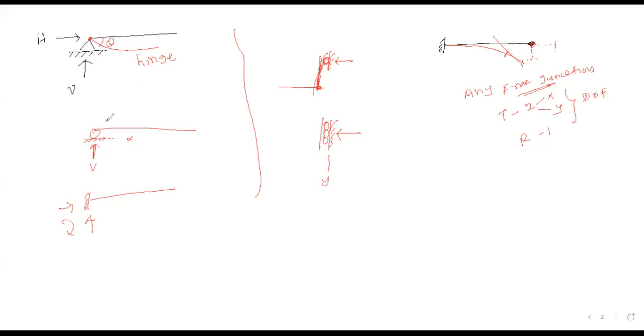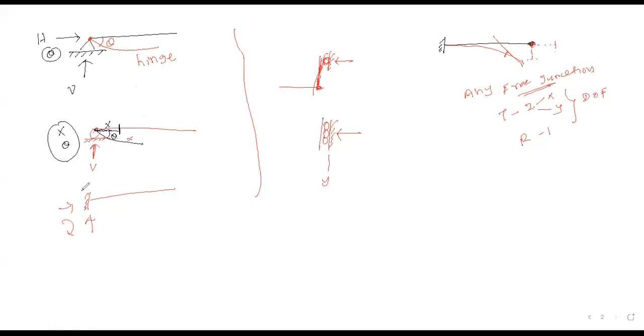Similarly, if I am considering the roller support, you have only one reaction, the vertical reaction. So as per the concept of the support, it is free to translate in x direction and it is free to rotate, yes or no? So there are 2 movements: one is translation in x direction, another is rotation. Here, only rotation.